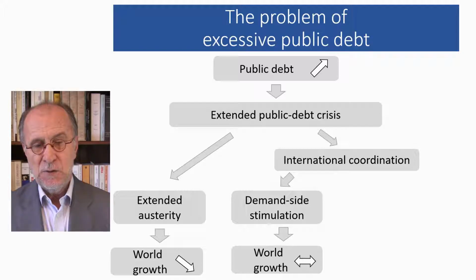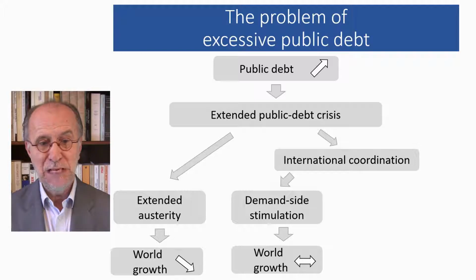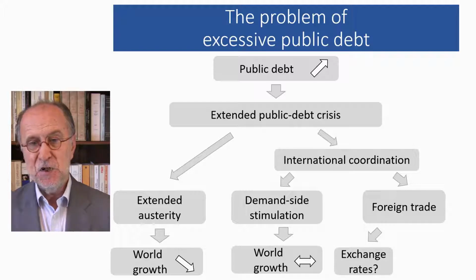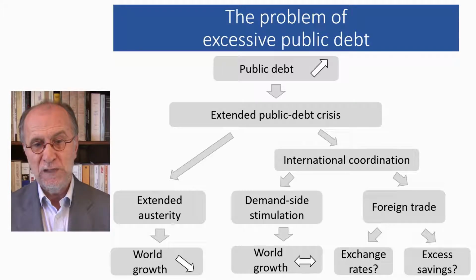Returning to the idea I've already discussed, is it a pipe dream to imagine international cooperation going one step further by tackling the problem of imbalanced foreign trade? Doing so is even more complex than coordinating fiscal policies, not least because it involves the issue of exchange rates, in addition to that of excessive pure private savings.